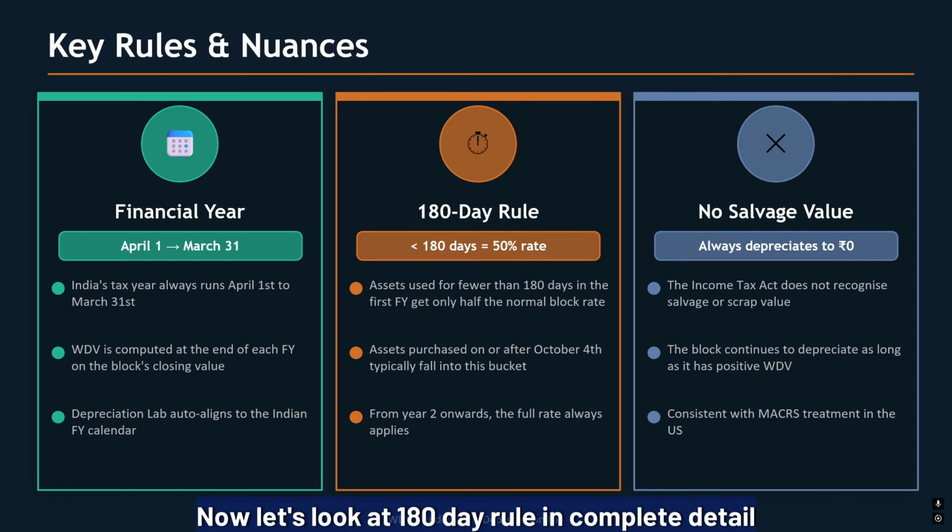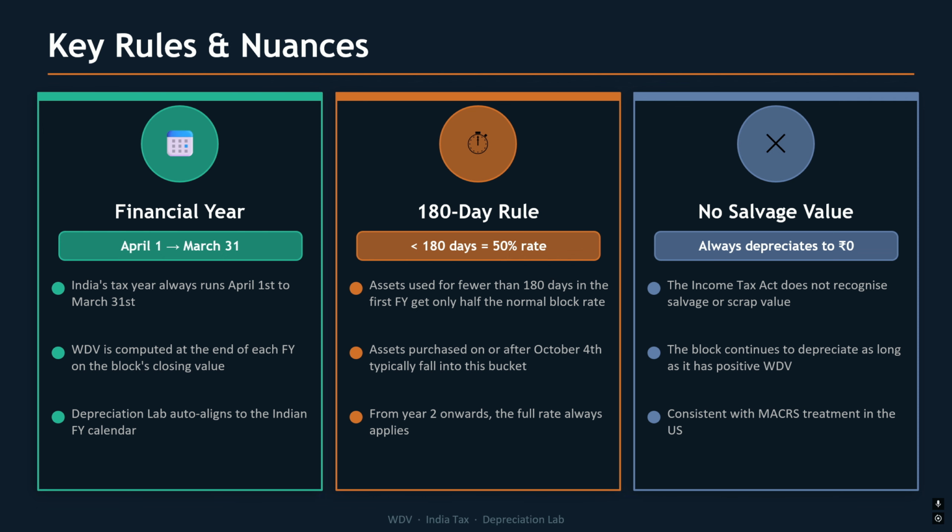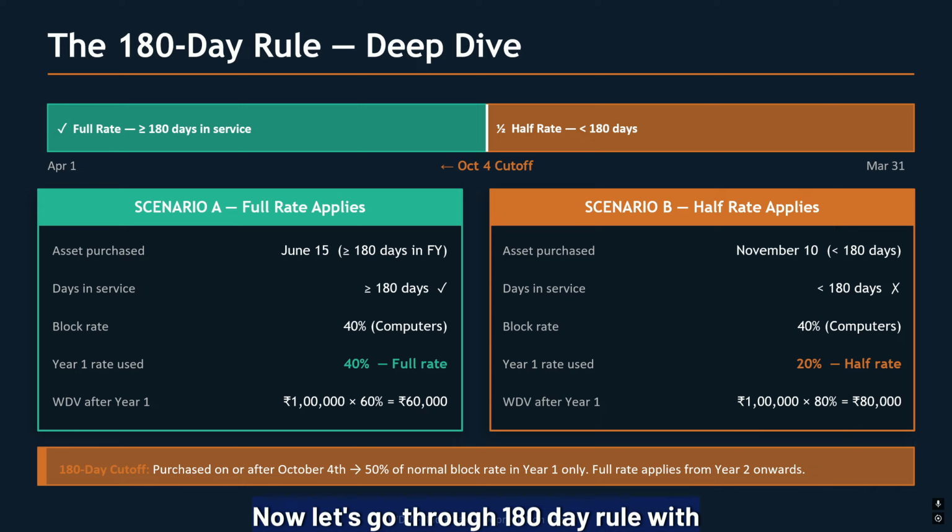Now let's look at the 180-day rule in complete detail with a worked example showing exactly what happens to the first year depreciation in each scenario. Let's go through the 180-day rule with concrete examples so there is no ambiguity. The Indian financial year runs 1st April to 31st March, that is 365 days. Half of 365 days is 182.5 days. But the Income Tax Act uses a simpler threshold of 180 days.